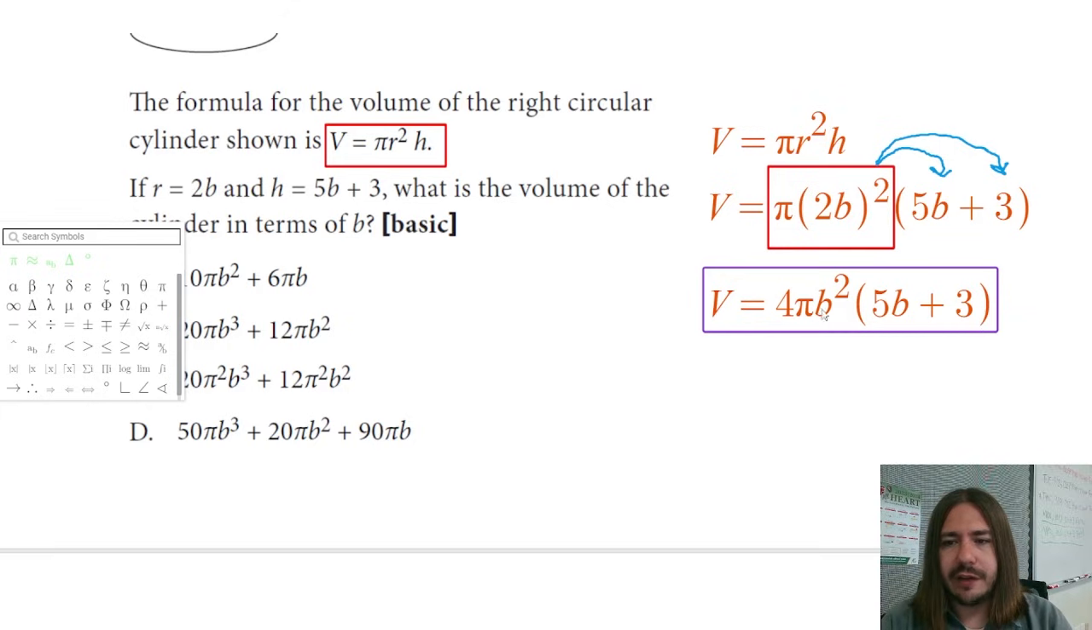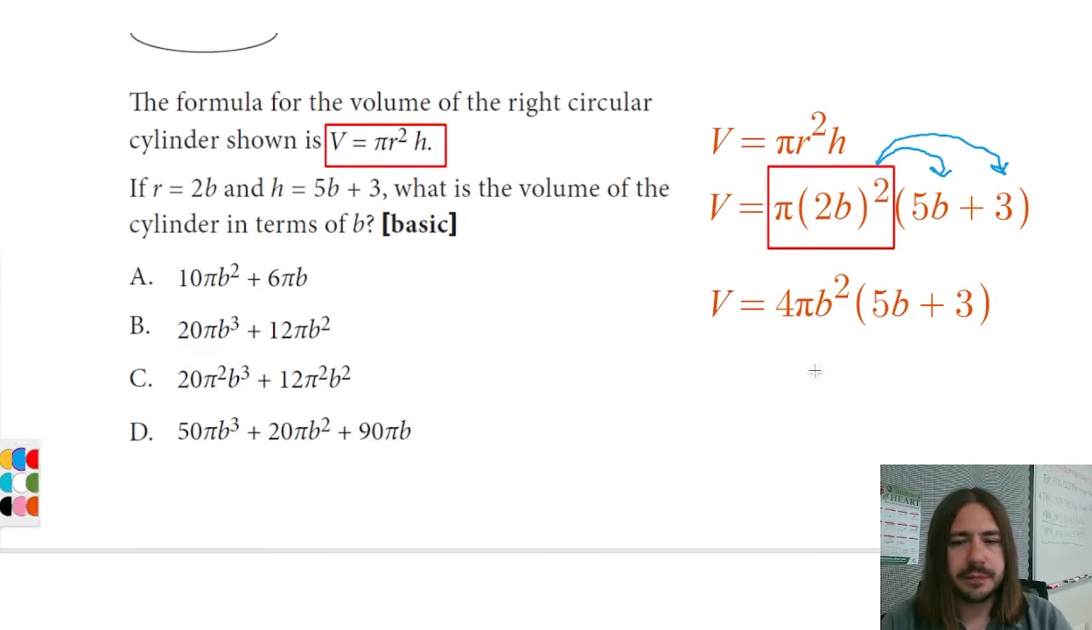So now I've got this term that I'm going to go ahead and distribute. So now I'm ready to do the distributive property here. I'm going to take this entire term, it looks pretty big, but I'm going to multiply that by both 5b and by 3.